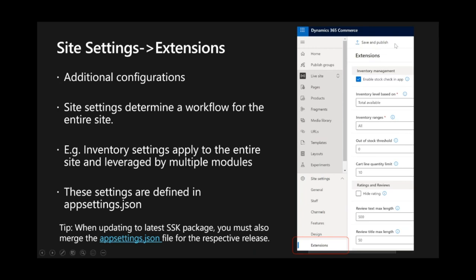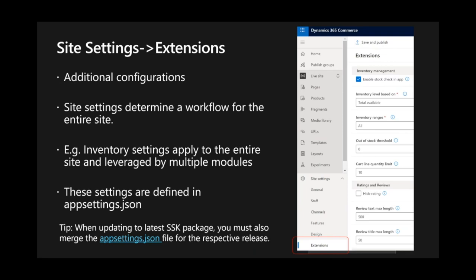Inventory settings shown here, they allow you to turn on inventory check for your e-commerce site. They tell you, hey, what value should I use for inventory check? Should I use total available or available physical? What ranges of inventory should I display? Should I display in stock, out of stock, low stock, all ranges, or only show out of stock? So all these different configurations can be configured in one place and can be leveraged across your entire site.